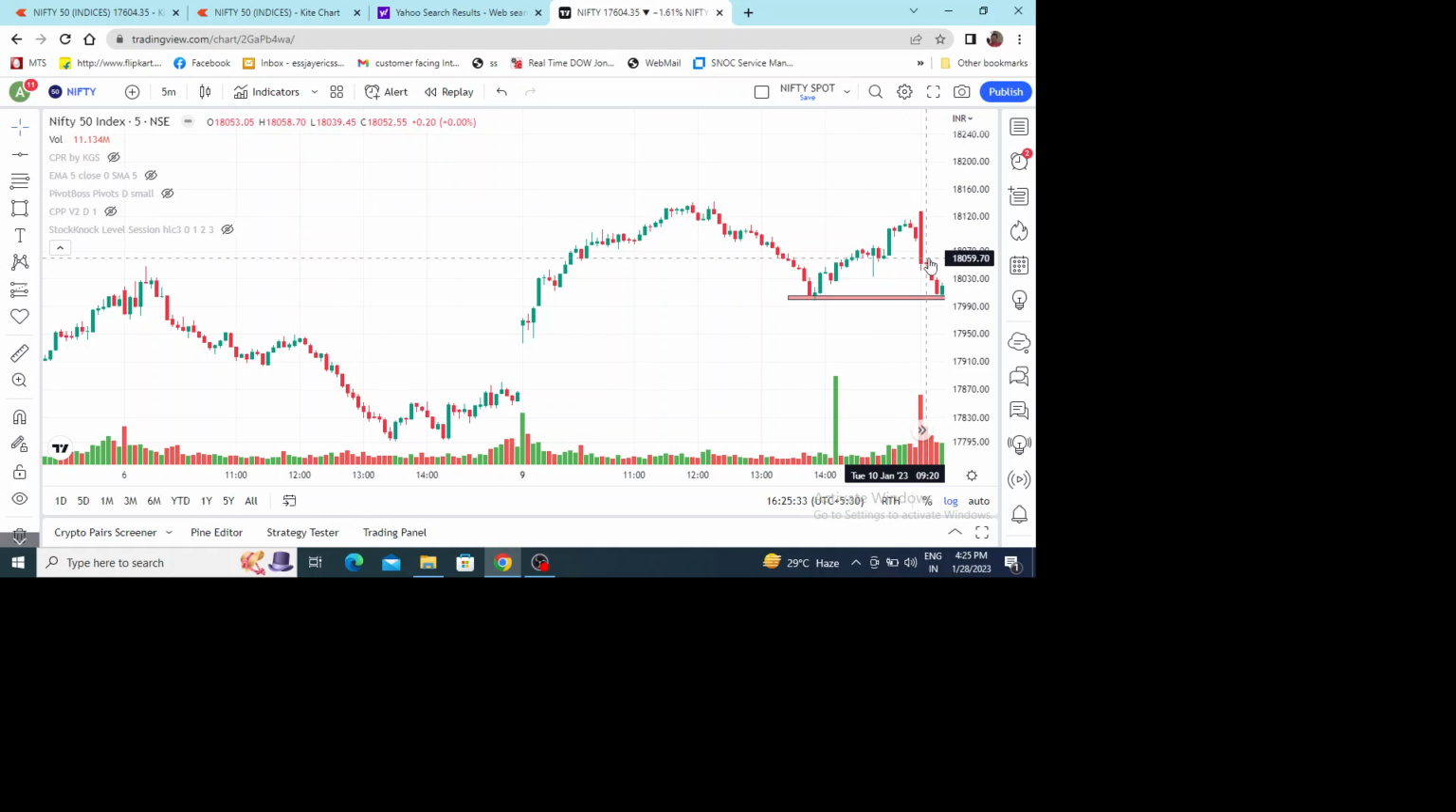So what we are noticing is that when the market is coming to this area, the price is moving up. Means the market is somewhat providing support at this area. But we need to see the further candles.